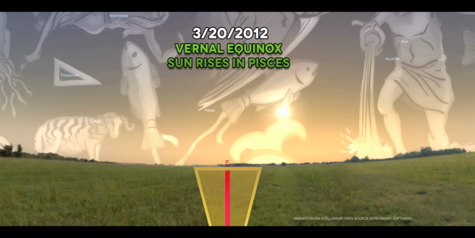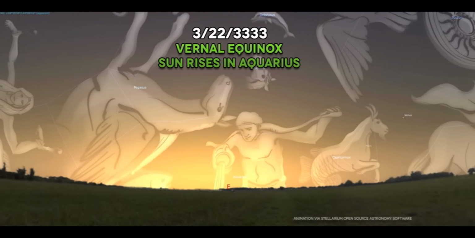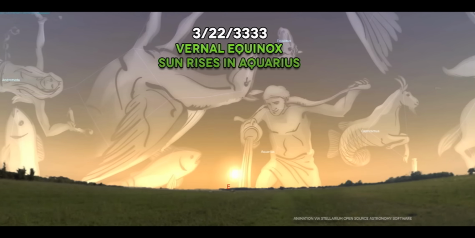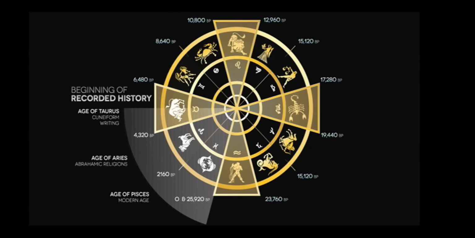Prior to that was Aries, prior to that was Taurus. We find that the beginning of modern recorded history goes back to the Taurian age. We can essentially express all of recorded human history between the latter part of the Taurian age through the age of Aries, the age of Pisces, and now into the age of Aquarius, right?